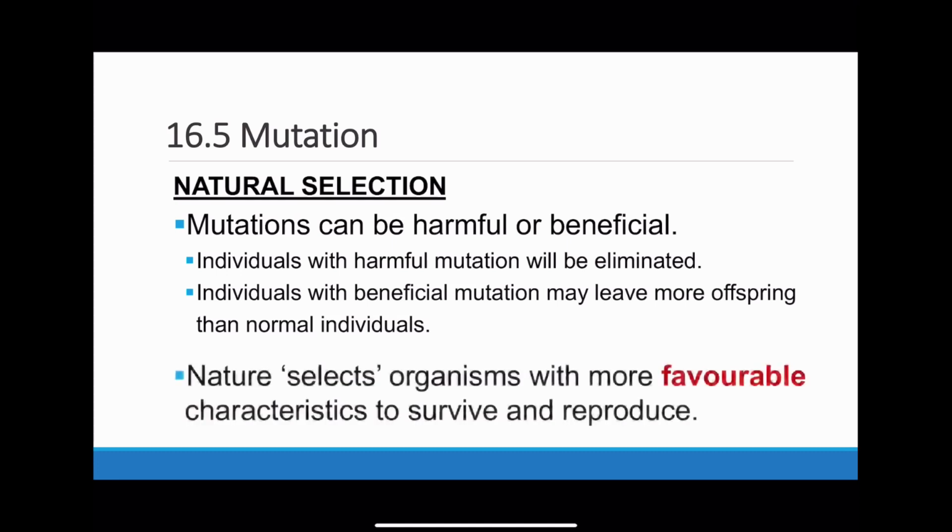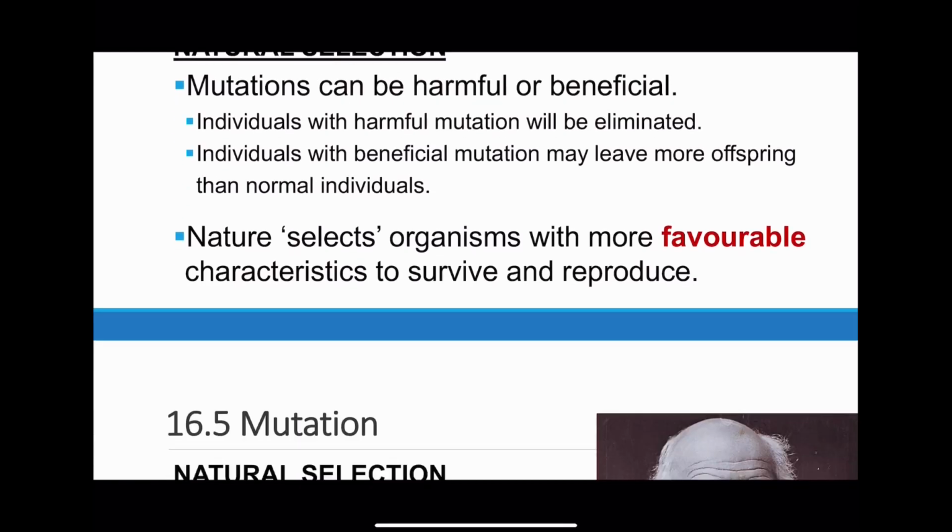Natural selection means that nature will select for organisms that have more favorable characteristics to survive and reproduce. Now, take note of this term itself, more favorable. Favorable doesn't mean that the condition or the characteristic is the best. It just means that at that particular point in time it is the one that's most suited, most adapted for survival.